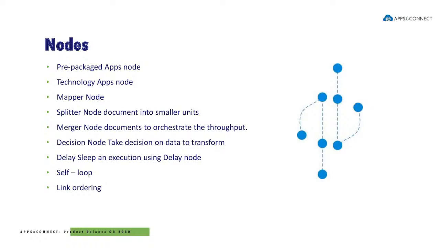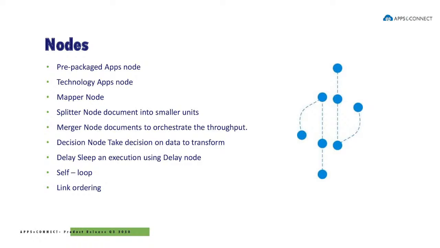The splitter node is used to split the documents generated during the process flow execution into smaller units. Similarly, you have the merger node to merge documents. Decision node will allow you to control the execution path based on the data during the execution. And you also have a delay node, which is used for sleeping an execution for a predetermined amount of time.